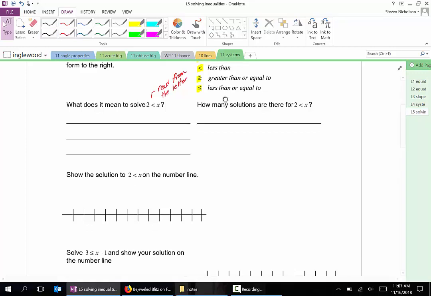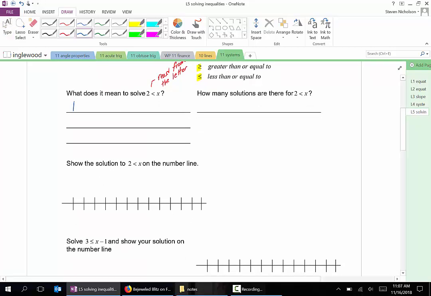What it means to solve this is to find the truth. So this seems to be the answer to all my questions this unit. What does it mean? It means to find the truth, and that means find all the values of x that are greater than 2.